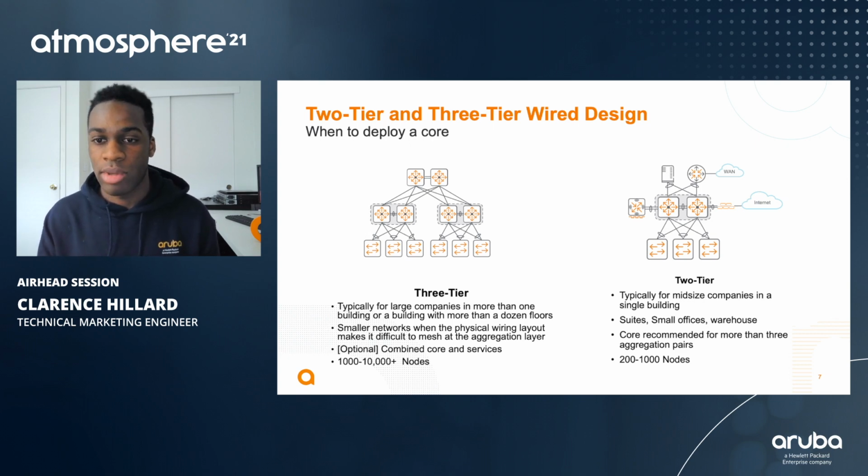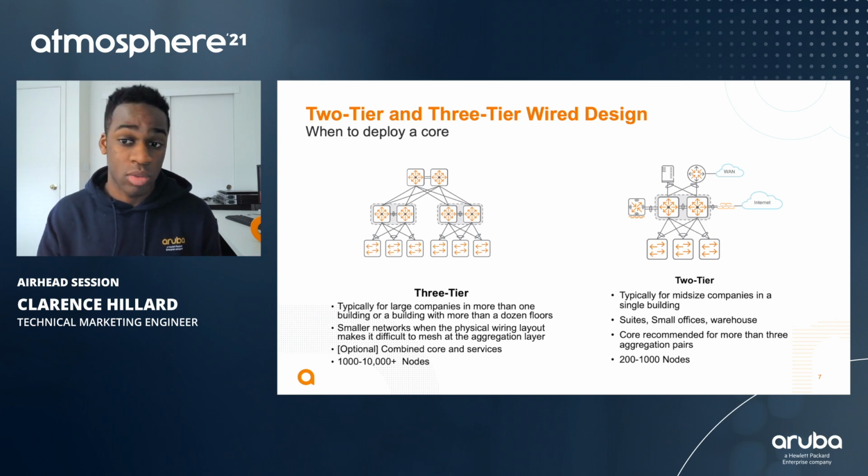Now on the right-hand side, we have the 2-tier architecture. This is really typical for mid-sized companies. So you have one building, you have a combination of suites, maybe it's a bunch of small offices, maybe it's a warehouse. In this situation, you don't have a core network.